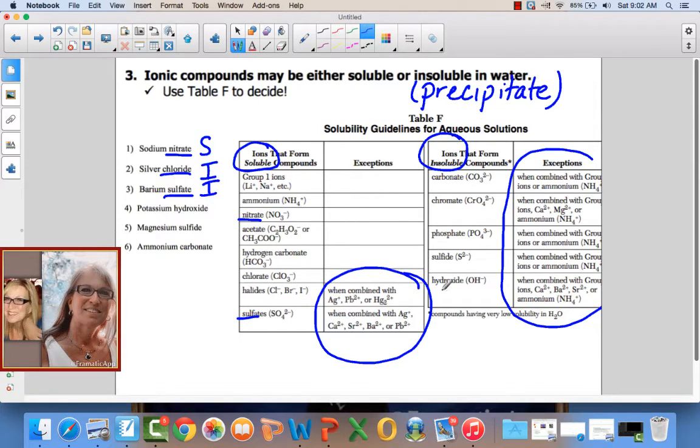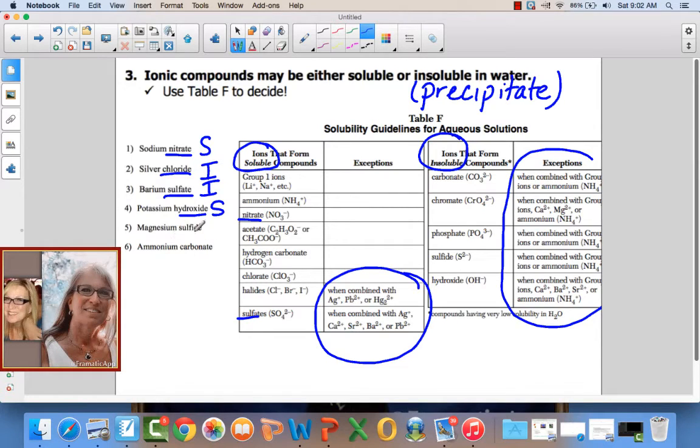Potassium hydroxide. Hydroxides are insoluble unless combined with, this should say group 1 over here, calcium, barium, strontium, or ammonium. Well, magnesium is a group 2, so that is going to remain insoluble because I don't have... potassium. My bad. Potassium is group 1, so the opposite will happen and this will be soluble.